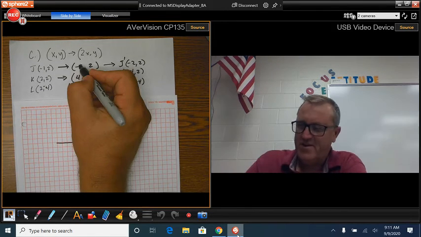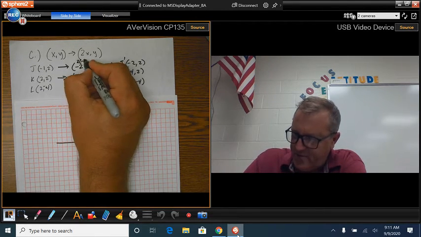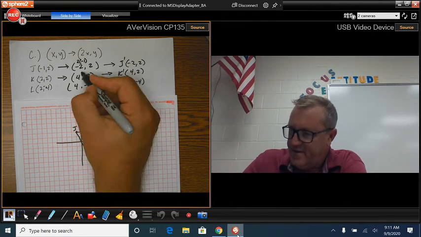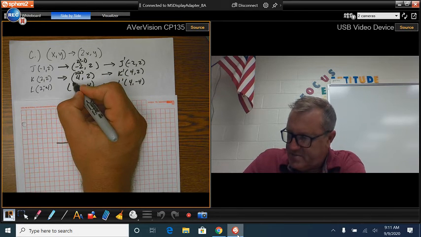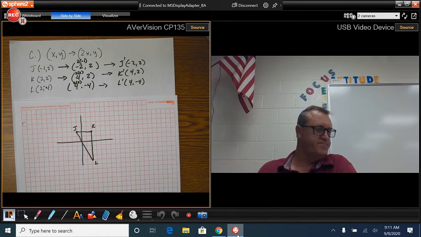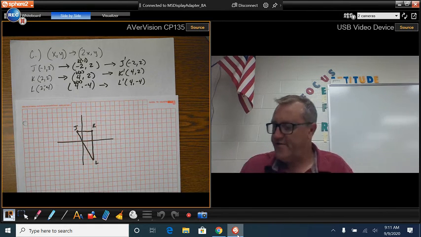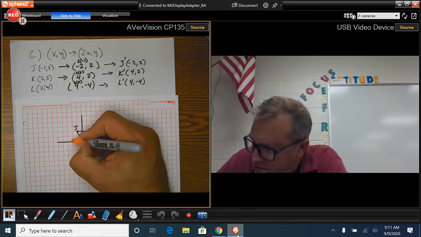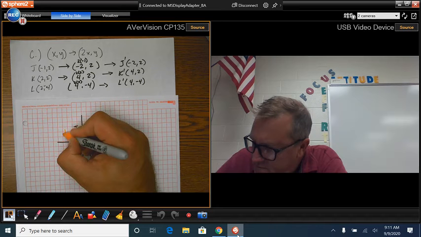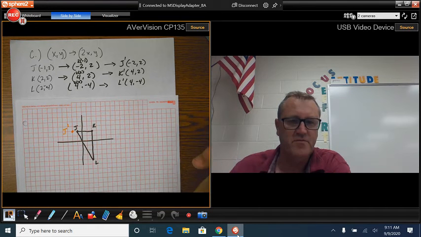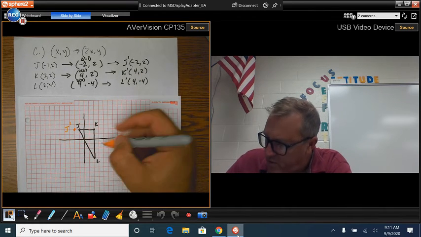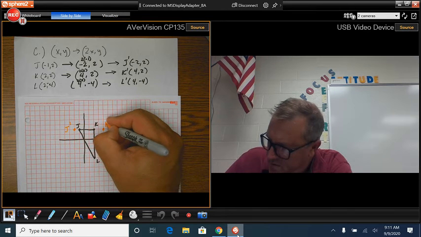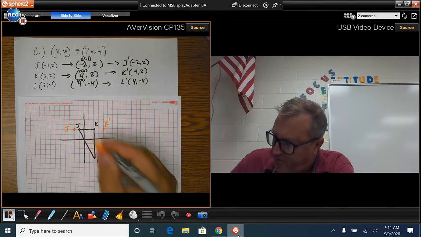The only thing that you could have shown here is 2 times negative 1. See how you multiply that out? Just a simple step between. And then this would be 2 times 2, and this would be 2 times 2. All right, so let's graph it. J prime is negative 2, positive 2. Is that showing up on the graph? Yeah, not too bad. And then K prime is 4, 2, and L prime is 4, negative 4.